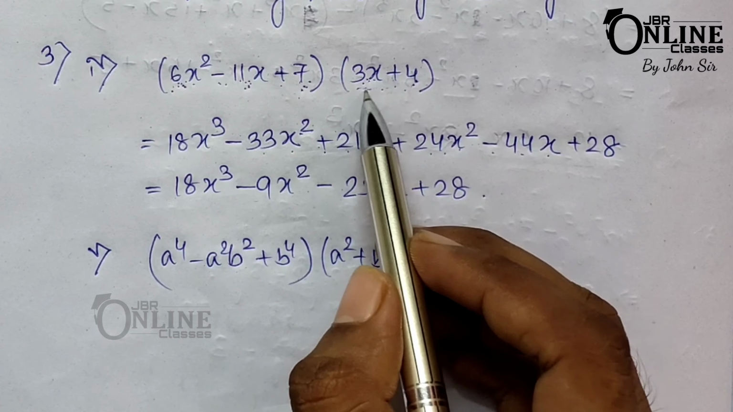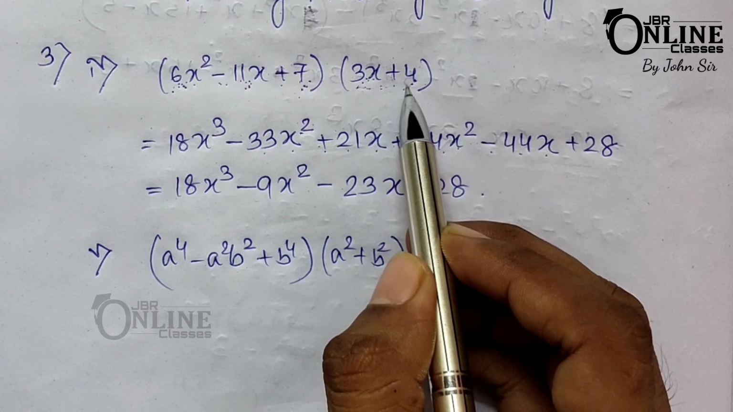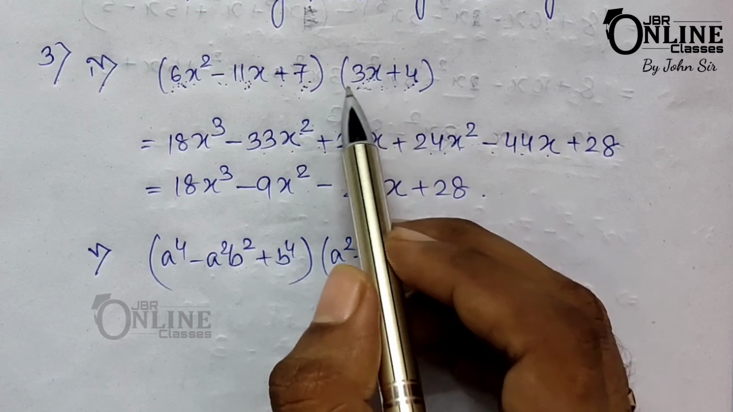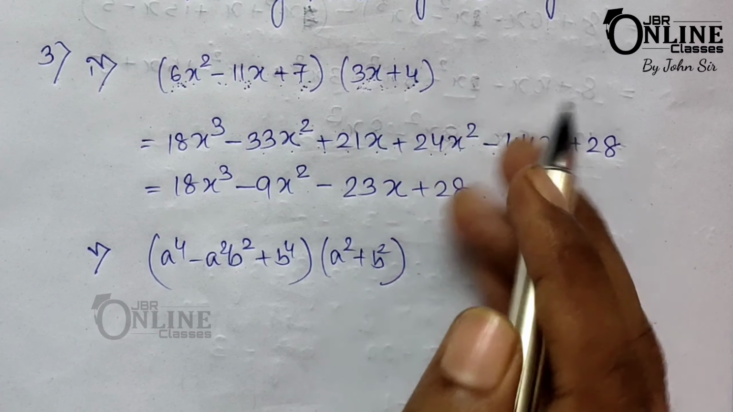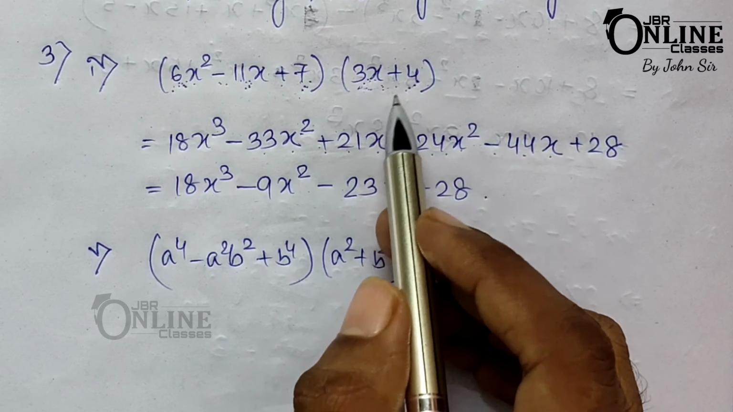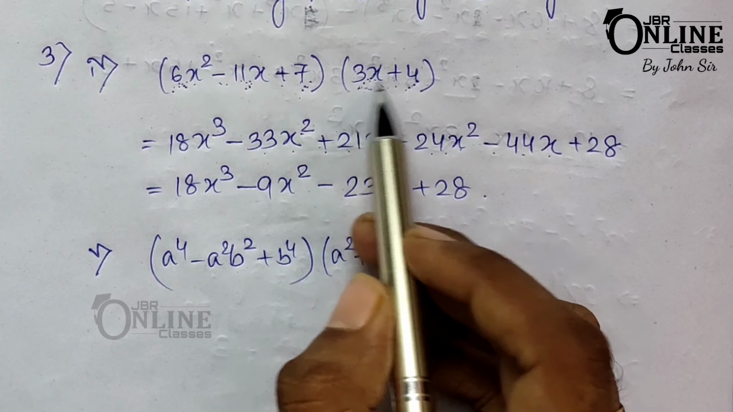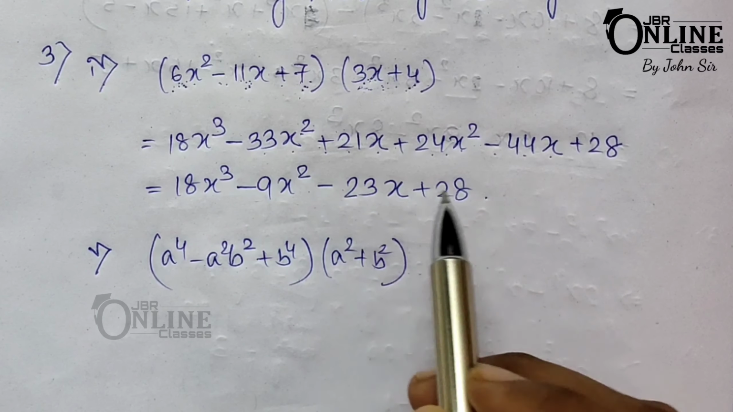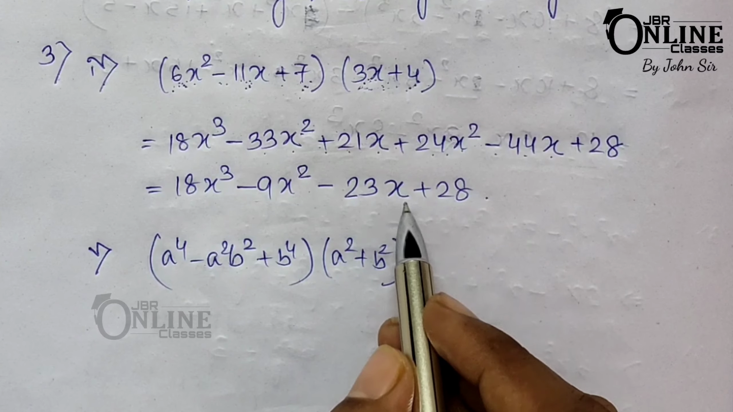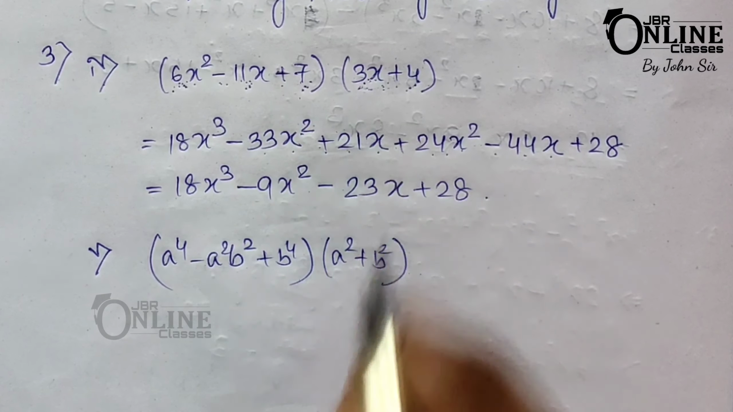Sorry, here I wrote 3x plus 4 instead of 3x minus 4. In your book there is 3x minus 4, but the procedure is the same. So whenever you do this sum, just write down here 3x minus 4 and then solve this equation, and there will be changes in the answer. Okay, so just change it.